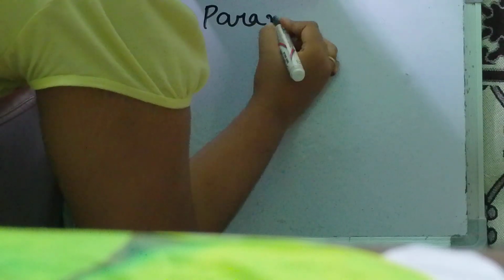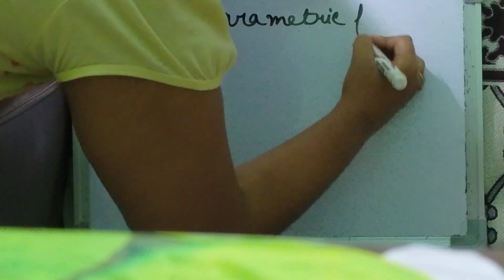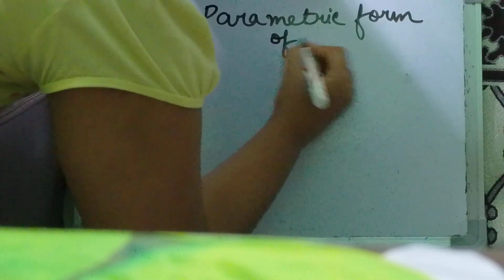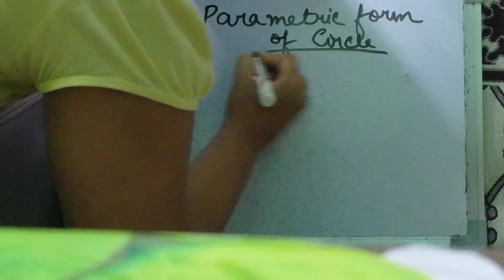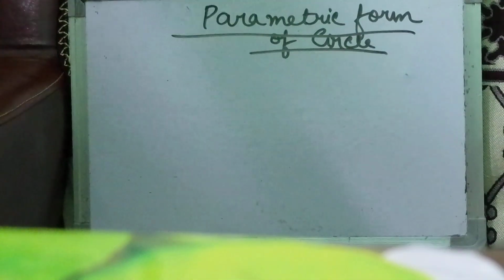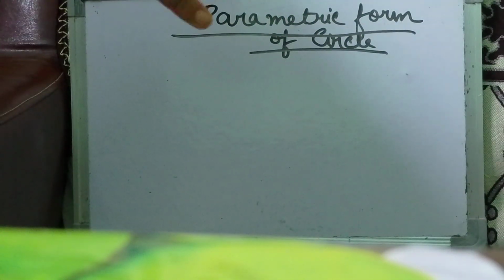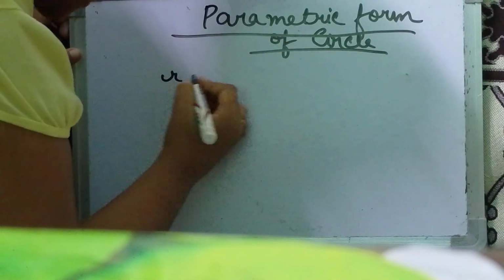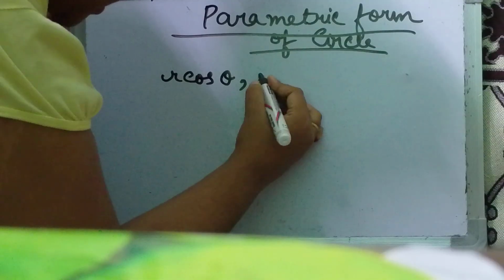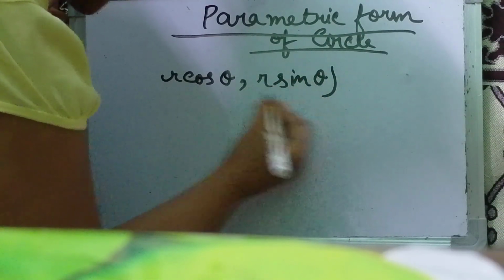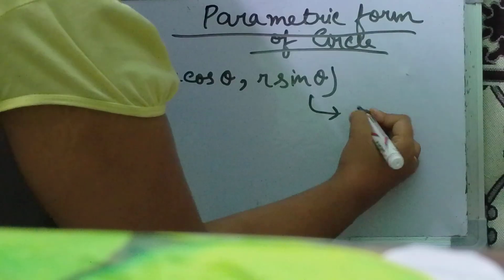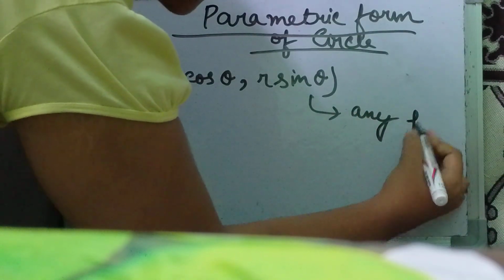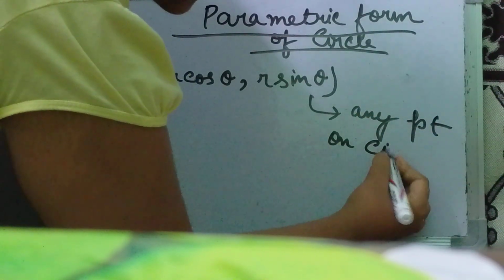We move to the topic parametric form of circle. Any point on the circle can be represented by r cos theta, r sin theta. This is any point on the circle. On the circle, mark my word. Any point on circle.